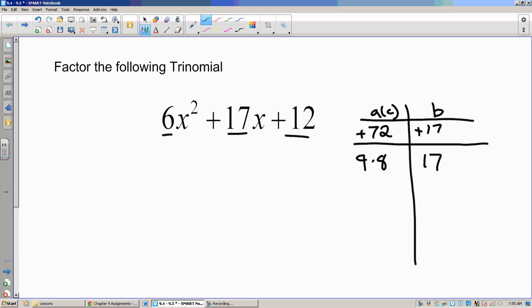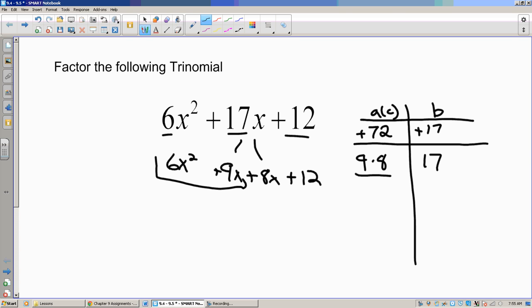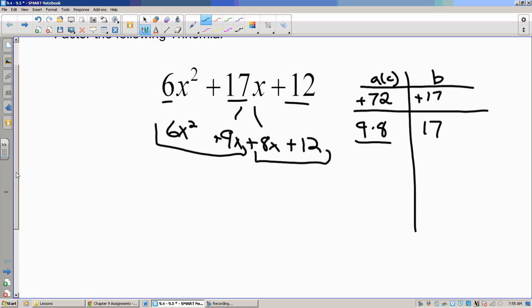Then I'm going to take that 9 and 8, and I'm going to split the middle term with it. So this 17x becomes positive 9x and positive 8x. 9 and 8 is 17. And that's what we mean by splitting the middle term. Then I take those two middle terms and I look for common factors.